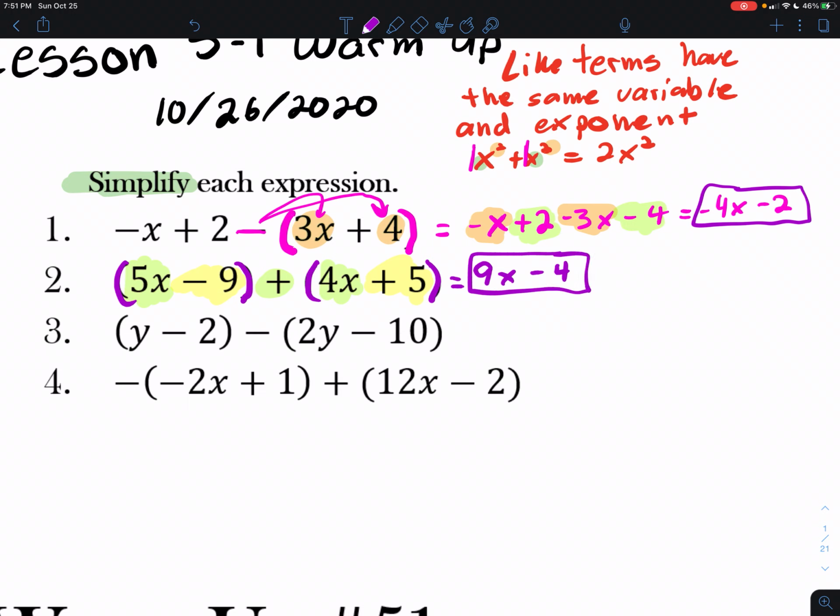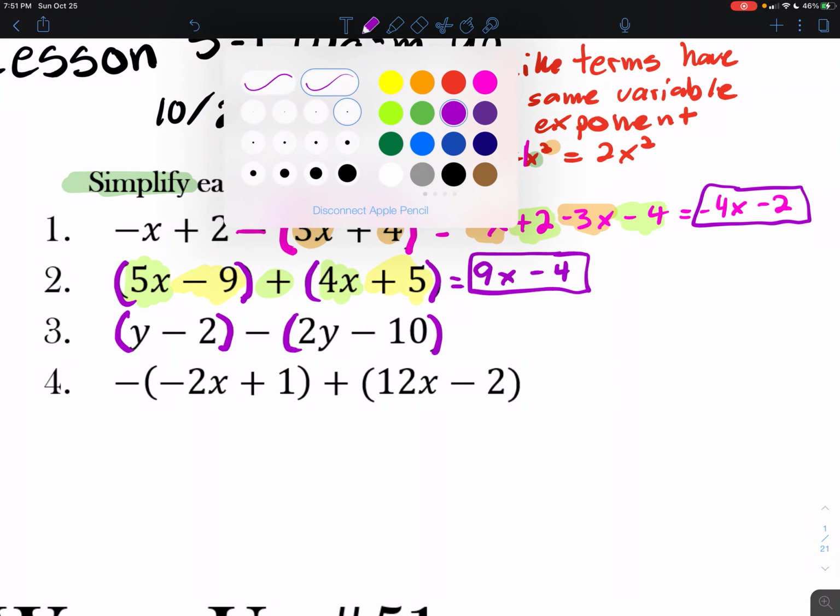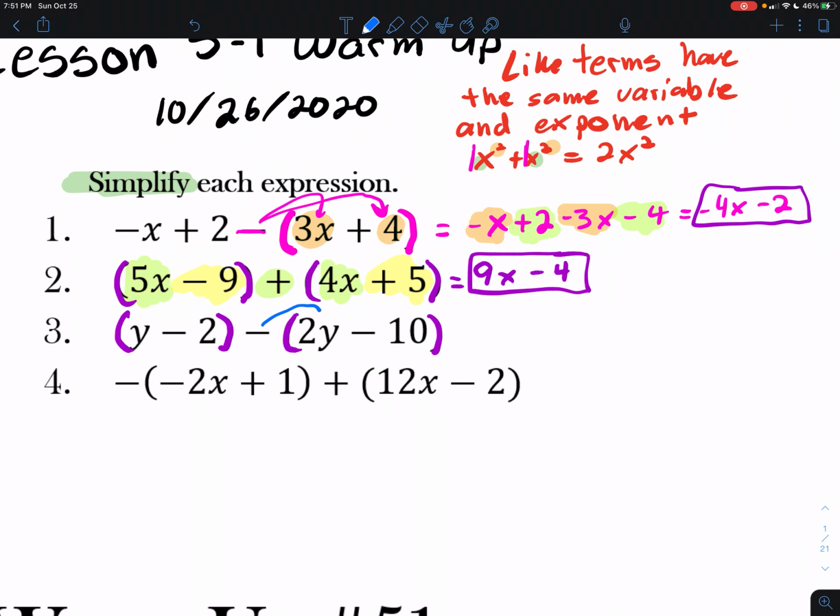On number 3, we've got y minus 2 in parentheses minus 2y minus 10. Now remember what I said about subtraction. We had to subtract the 2y and subtract the negative 10. So I'll bring over the y minus 2, and then it's going to be minus 2y. And then since this 10 is already a minus, 2 negatives will make that a plus 10. Watch out for those double negatives.